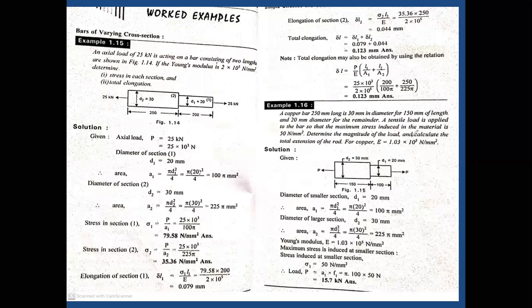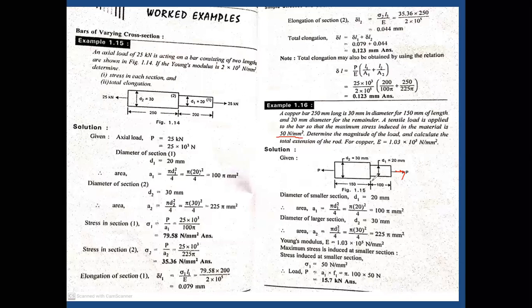A tensile load is applied to the bar in this direction, so that the maximum stress induced in the material is 15 Newton per mm square. While we apply the load P, the stress induced within the body is 50 Newton per mm square. Determine the magnitude of the load. We don't know the load, but the stress induced within the body is known. So we need to calculate the load and the total extension of the rod.